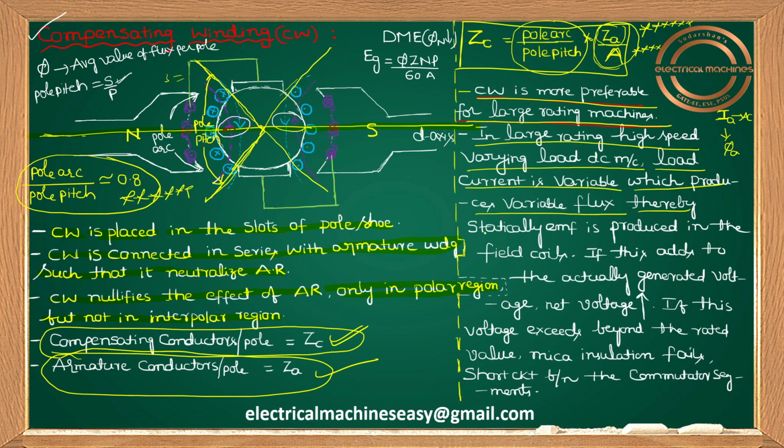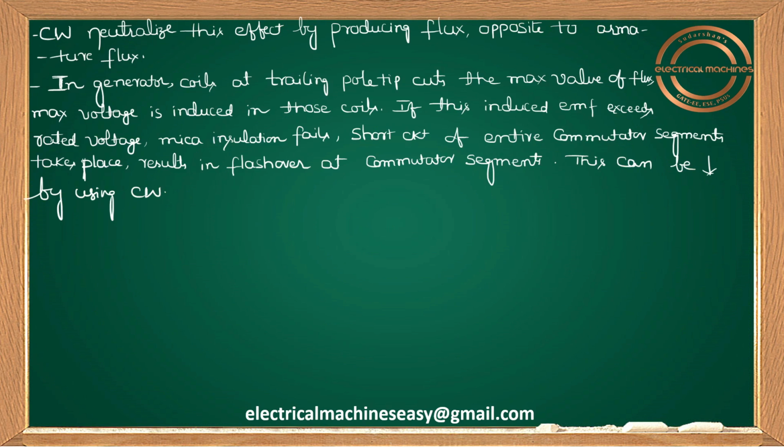Thereby, a static EMF is induced in the field coils. Some people may be confused here: sir, you told me that in a DC machine dynamic EMF is induced, but here why are you saying static EMF? Let me give the explanation. Before explaining this point, let me tell you the basics I already covered. Let us briefly see RTV and RSV.